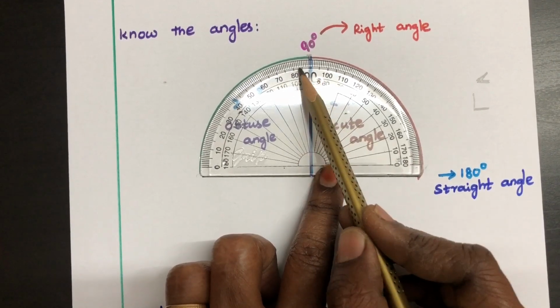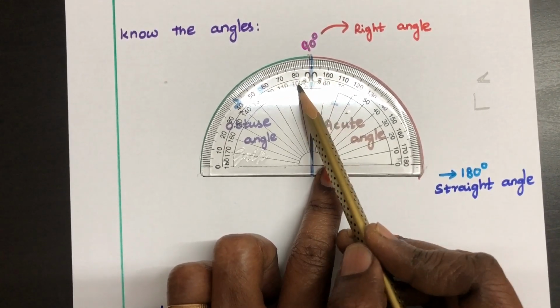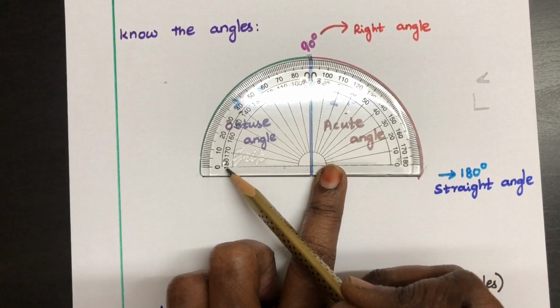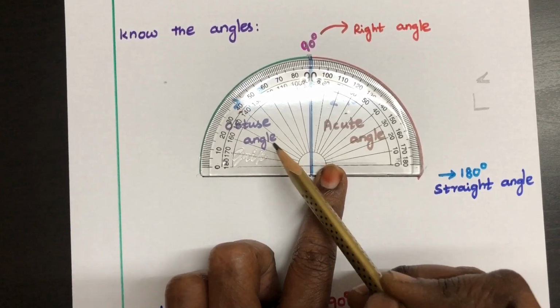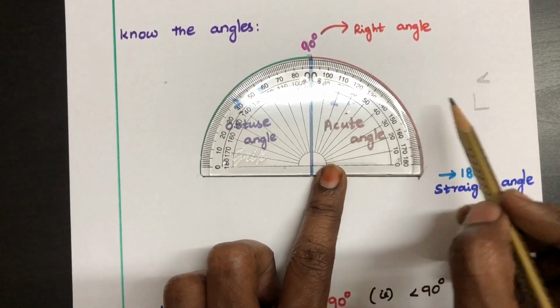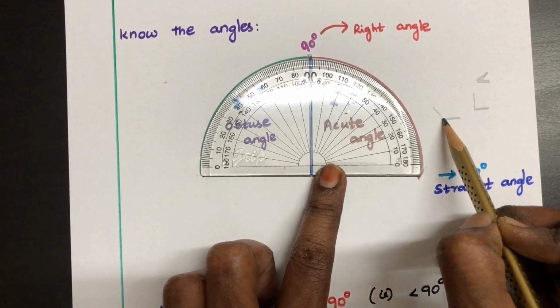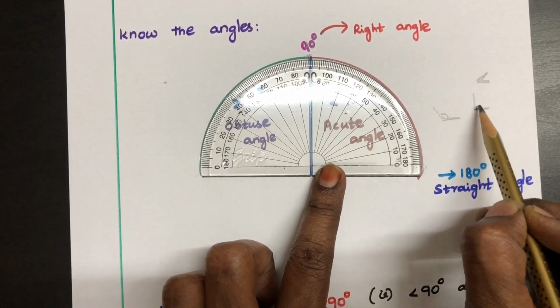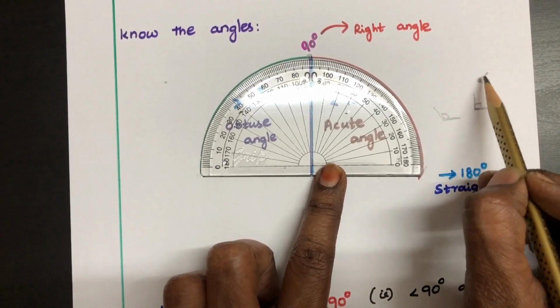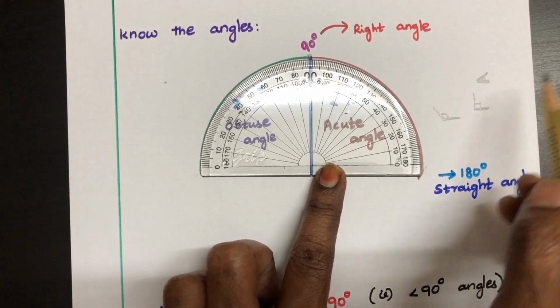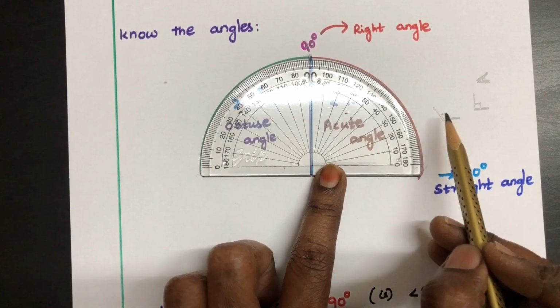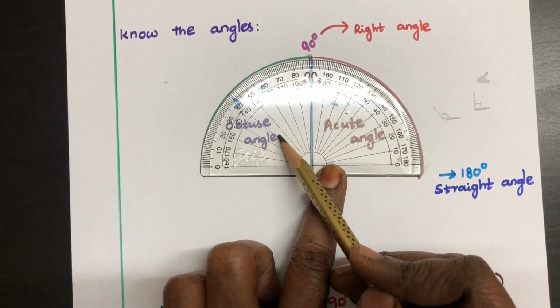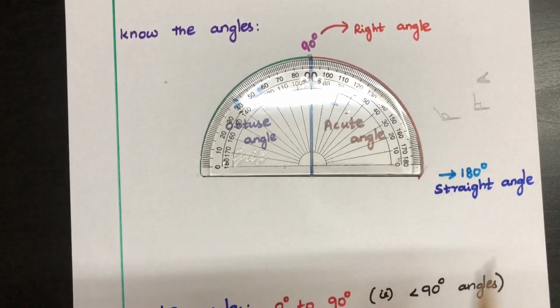After 90, 91, 92 like that, 100, 110, it will go till 180 degree. So these are all obtuse angles. Obtuse angle will be like this. The angle formed here will be an obtuse angle. This is right angle. This is acute angle. And this is obtuse angle. Above 90 degree is obtuse angle.